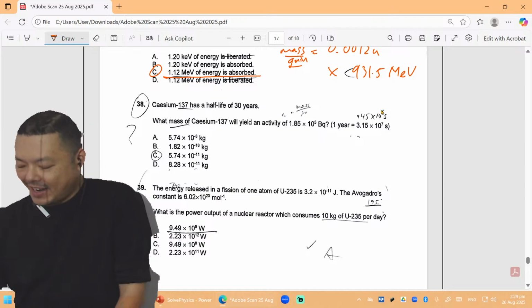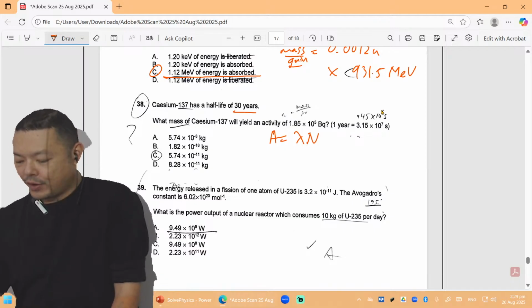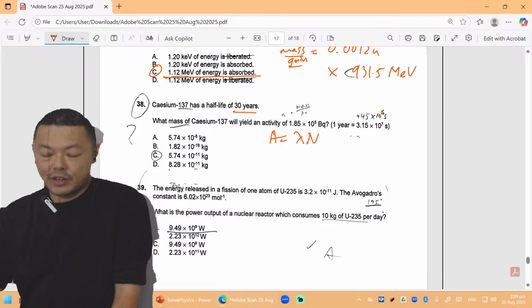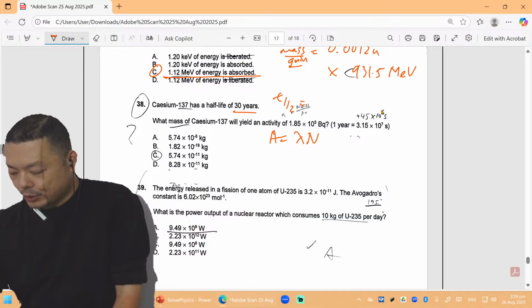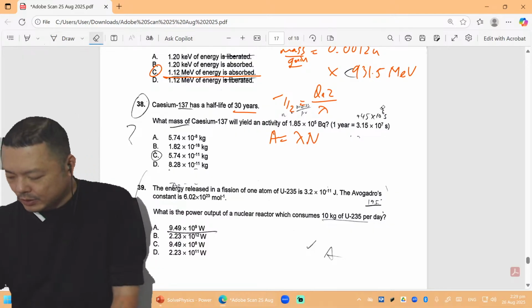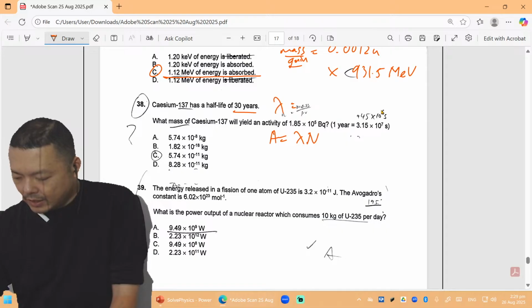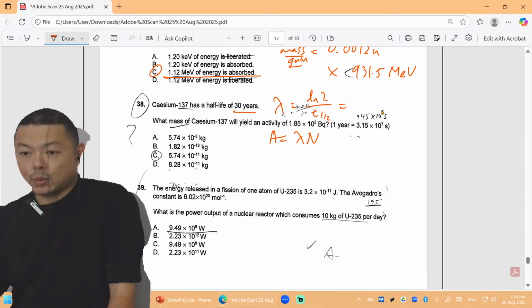Okay, A equals lambda N. Oh gosh, you don't have lambda, so you need to convert your half-life into lambda. So T half equals ln 2 over lambda. Okay, what am I doing? Lambda equals ln 2 over T half. Okay, so lambda equals ln 2 over T half, right?